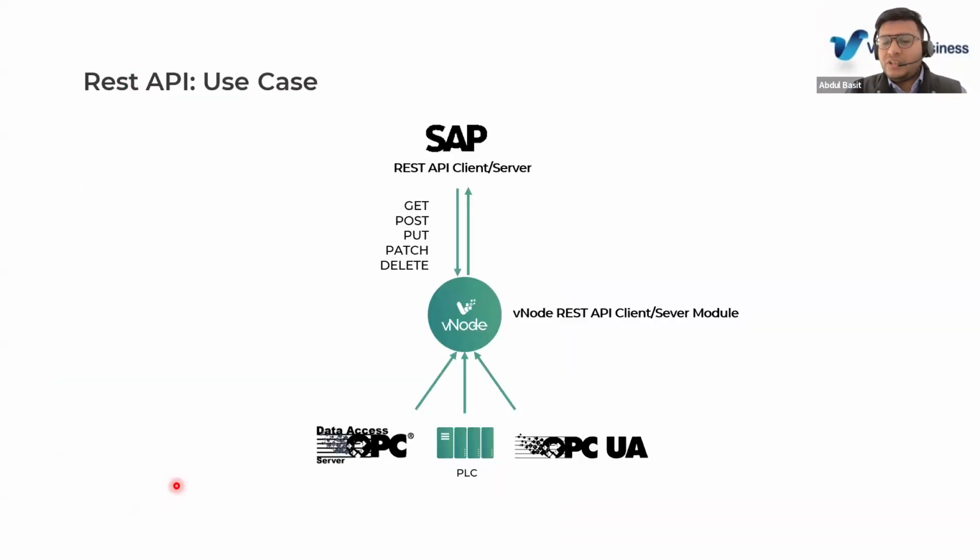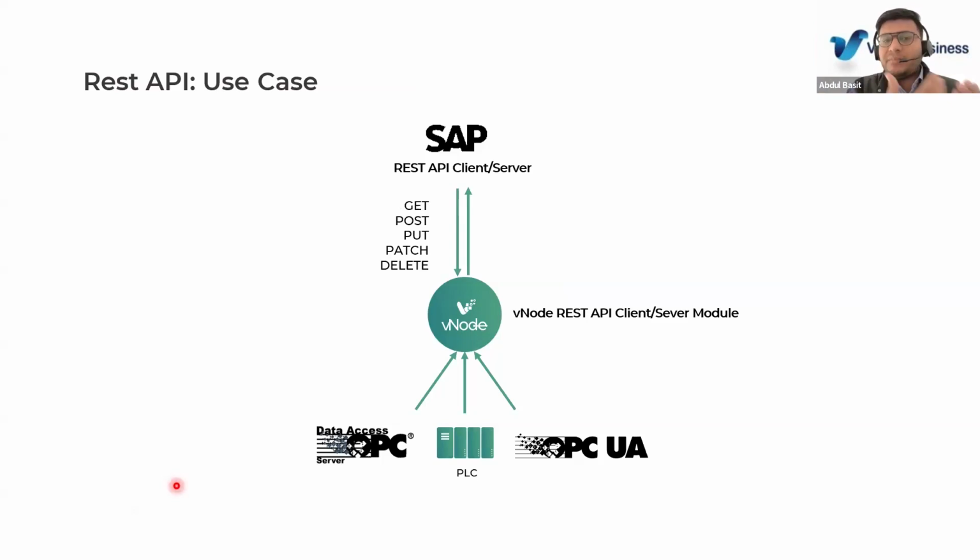So what are the typical use cases when we are using REST? For example, if you want to collect the data from your PLCs, your DCSs, your OPC servers, OPC UA, OPC DA, or devices which speak Modbus protocol, and then you want to push all this data to an ERP system. Normally, in most of the use cases, this ERP system is SAP.